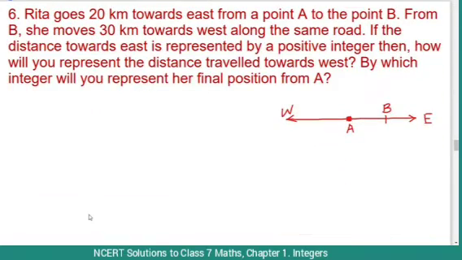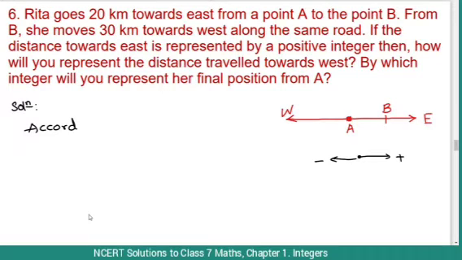Question number 6. Rita goes 20 km towards the east from a point A to the point B. From B, she moves 30 km towards west along the same road. If the distance towards east is represented by a positive integer, then how will you represent the distance travelled towards west, by which integer you will represent her final position from A? Going towards east is positive, means going towards west is negative.